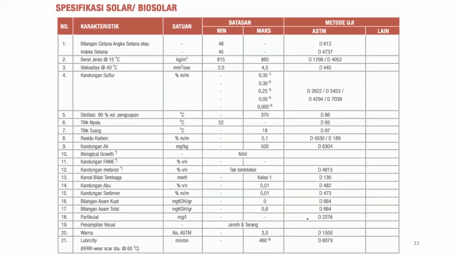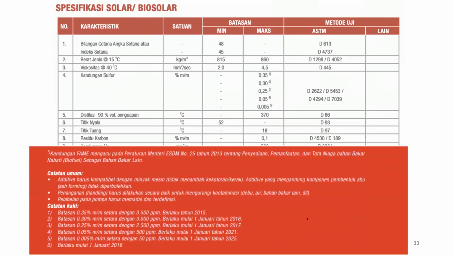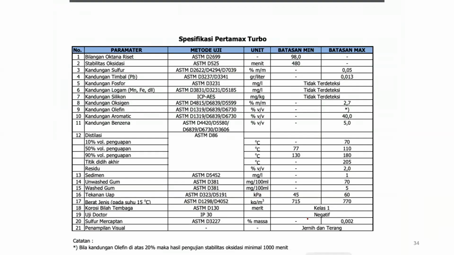Okay, so these are the specifications again. For all of the specifications of the fuels, I took the example from Pertamina. All of them are already standardized based on ASTM for all of the characteristics. Same here, this one is for Pertamax Turbo, which has the highest octane number we have so far. The octane number reaches 98 in this case.